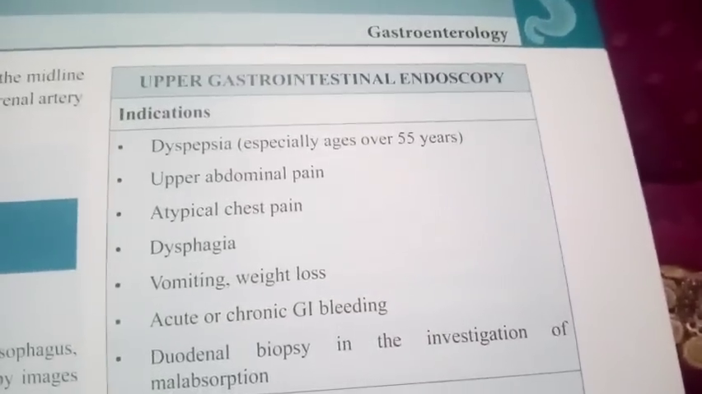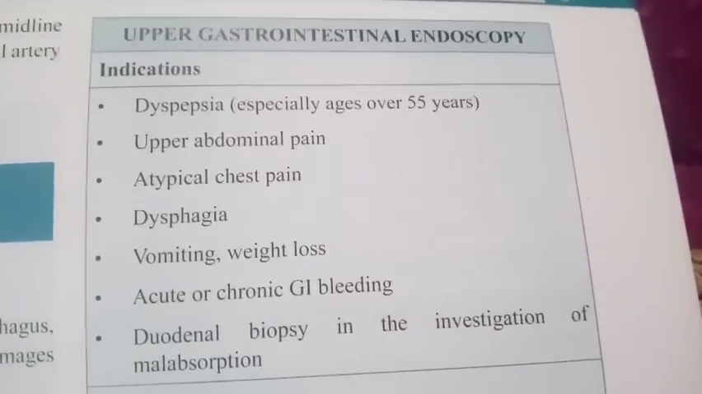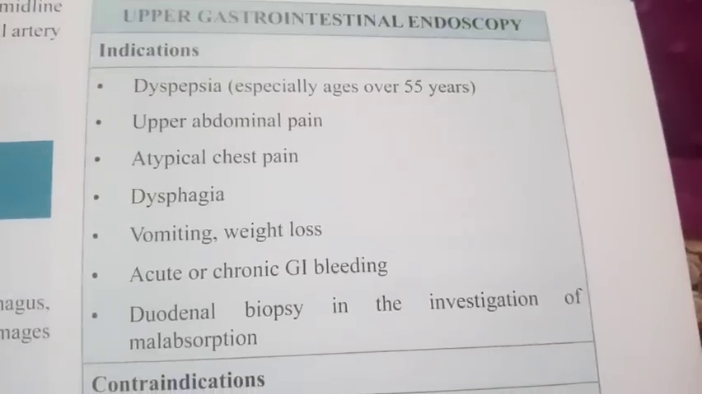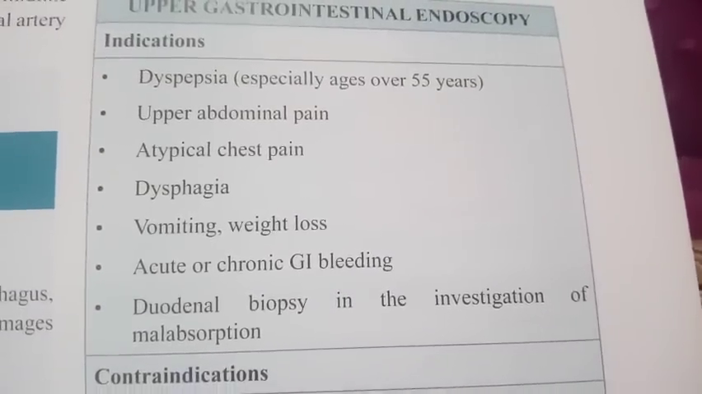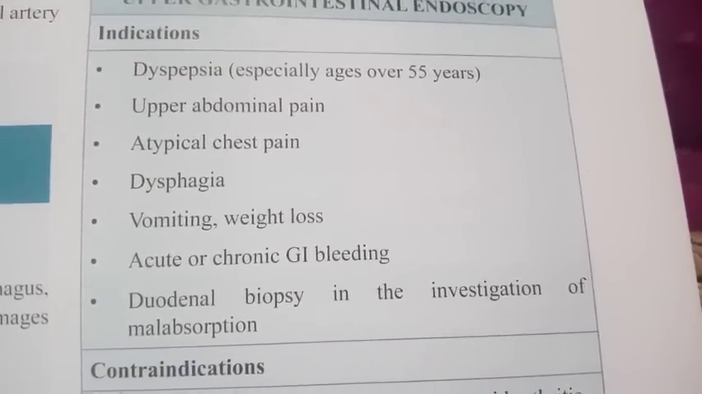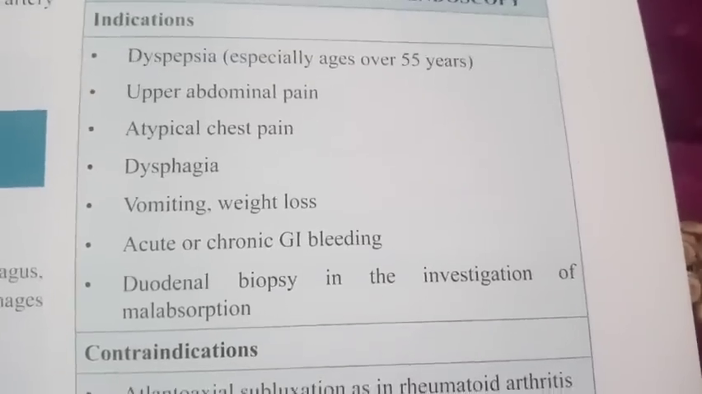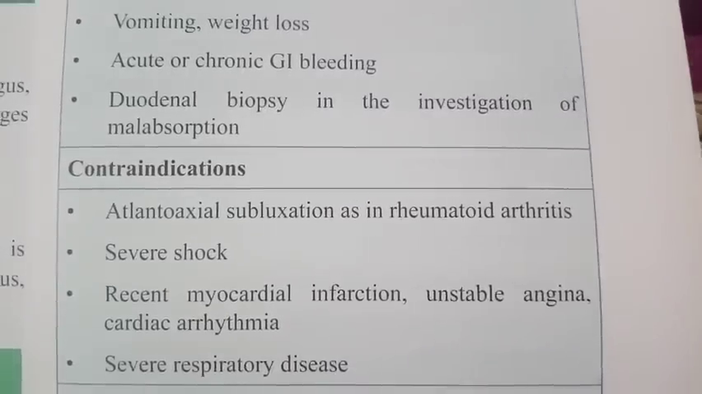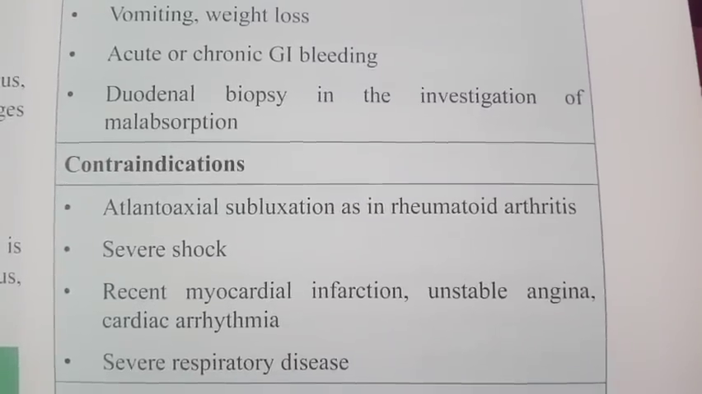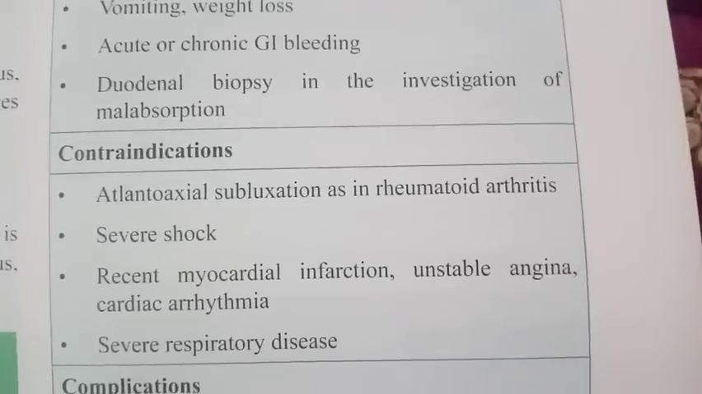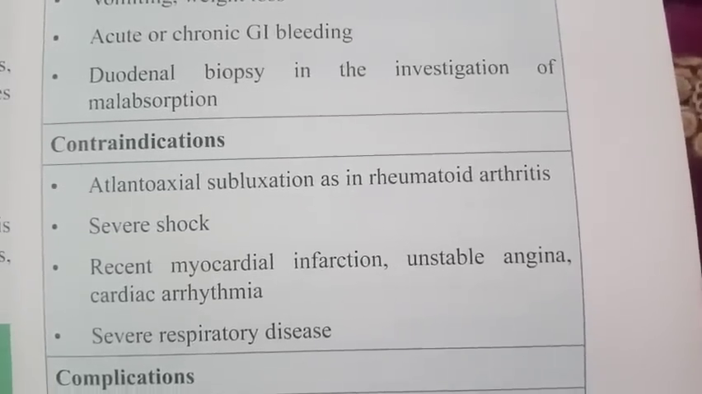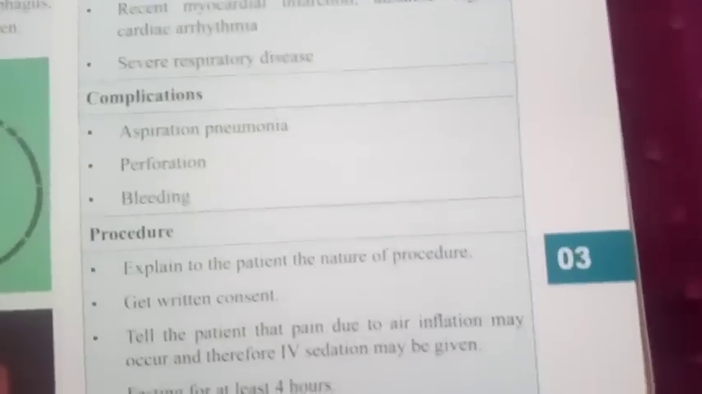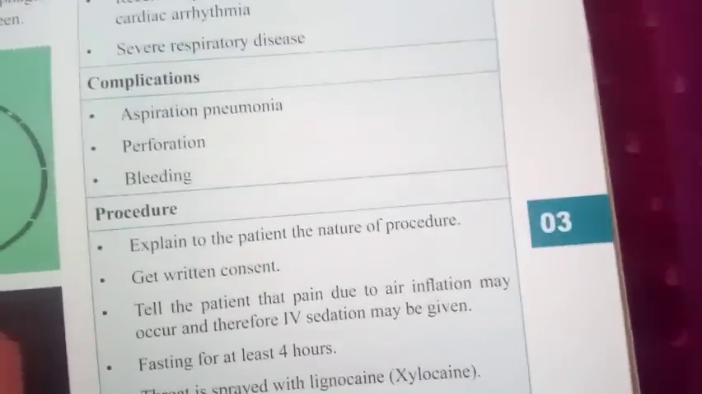And then we will talk about upper GIT endoscopy. Indications are dyspepsia, upper abdominal pain, atypical chest pain, dysphagia, vomiting, weight loss, acute or chronic GI bleeding, and duodenal biopsy. Contraindications are atlantoaxial subluxation as in RA, severe shock, recent MI, unstable angina, and severe respiratory diseases. Complications are aspiration, perforation, and bleeding.